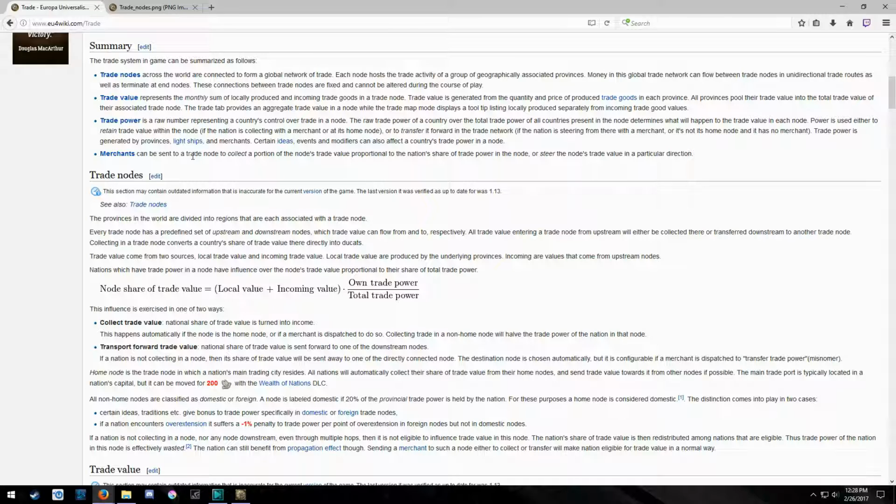Alright, back to the wiki. So, you got your trade nodes. I've showed you that. Trade value is basically the monthly sum of trade goods and incoming trade. Trade power is basically a country's control of trade over the node. And then you have merchants. These three things are pretty static. Merchants are the only thing that is dynamic, I would say.